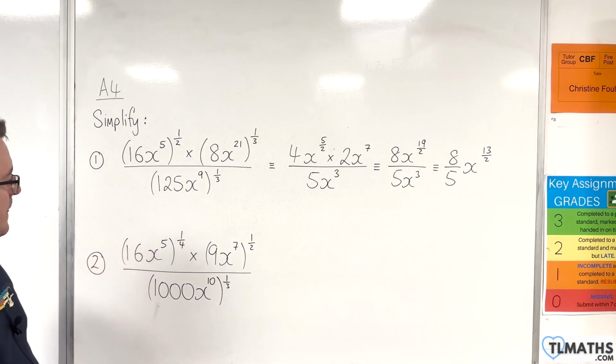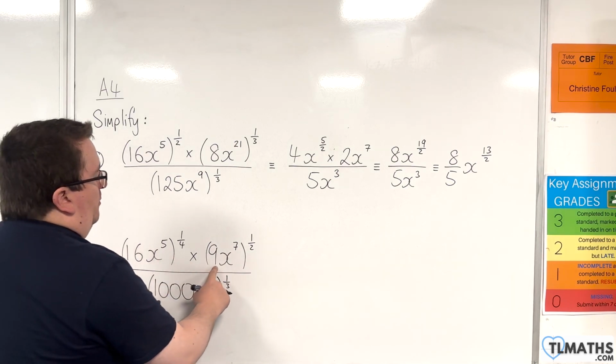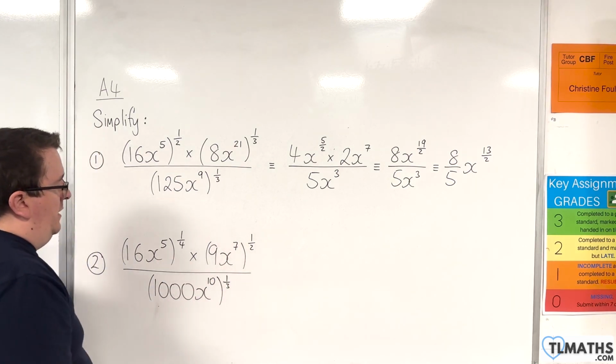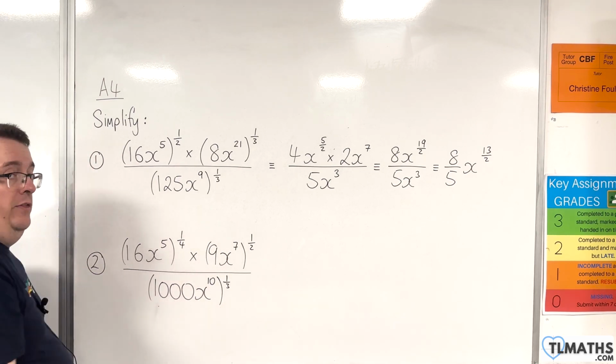Number 2, we have 16x^5 all to the power of a quarter, times 9x^7 all to the power of a half, divided by 1000x^10 all to the power of a third.